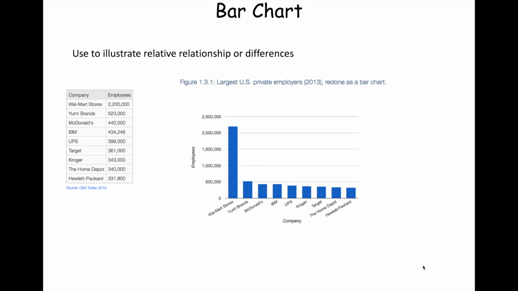Okay, so in this particular graph, we see Walmart is the outlier. Walmart has a lot more employees than all of the others, right? And that makes sense because they have a lot of stores throughout the country. Okay, any questions about this?